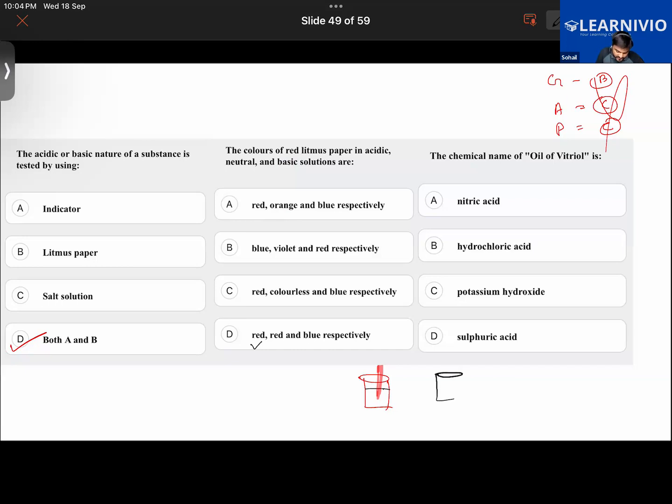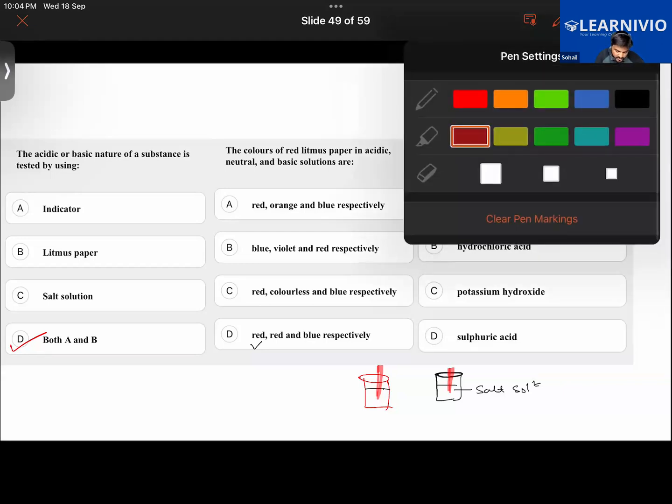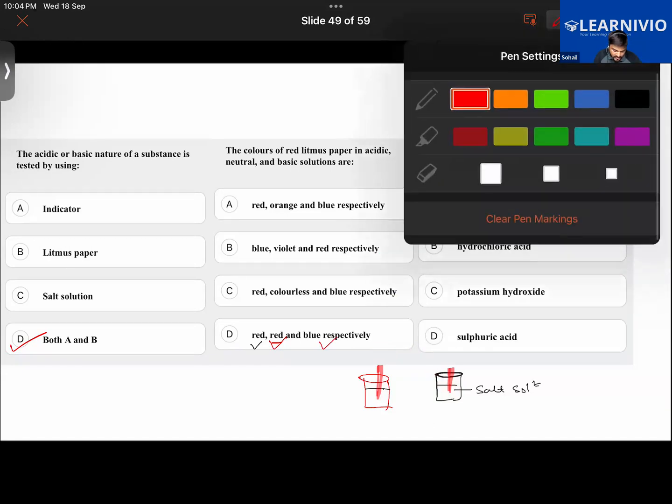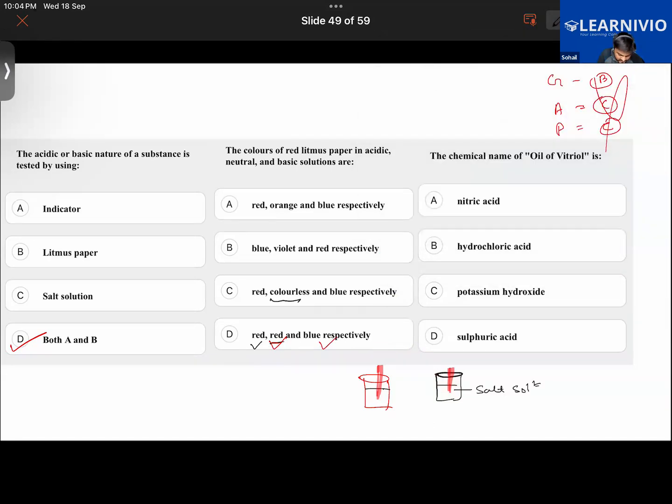Now say that you have taken a neutral solution, like a salt solution, and dipped the same paper in it. What do we know? Neutral substances do not change the color of any indicator. So again, it is going to remain red. Getting it, guys? Yes, sir. While bases turn the color of red litmus paper to blue. So it's D then. You guys got confused by the words colorless and red, but the more appropriate one is red here.